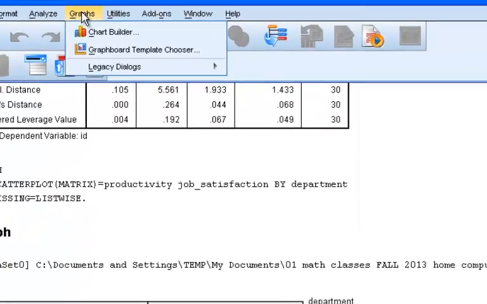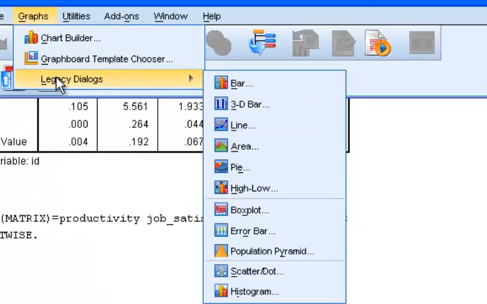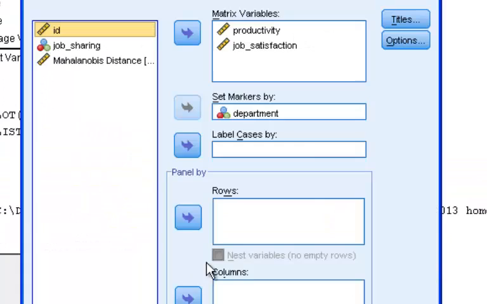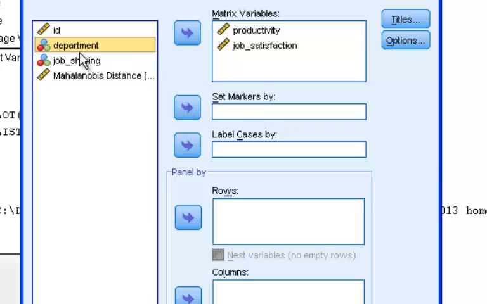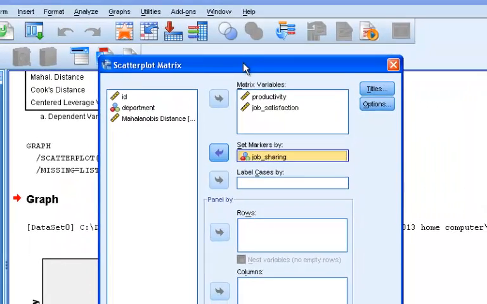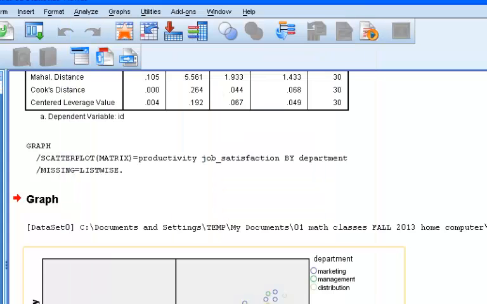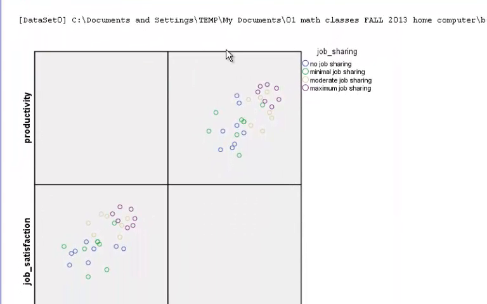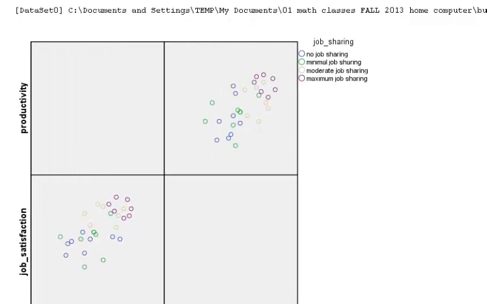So we're going to do the other IV, job sharing. We're going to go to Graphs, Legacy Dialogues, Scatter Dot, Matrix, Define, kick out the department, kick in the job sharing, click OK. And again, yeah, they're pretty darn linear, right? So yeah, that would easily fit a straight line. Don't know how strong the correlation is, but that's coming, okay? So we have not violated the assumption of linearity of the DVs. So moving on.